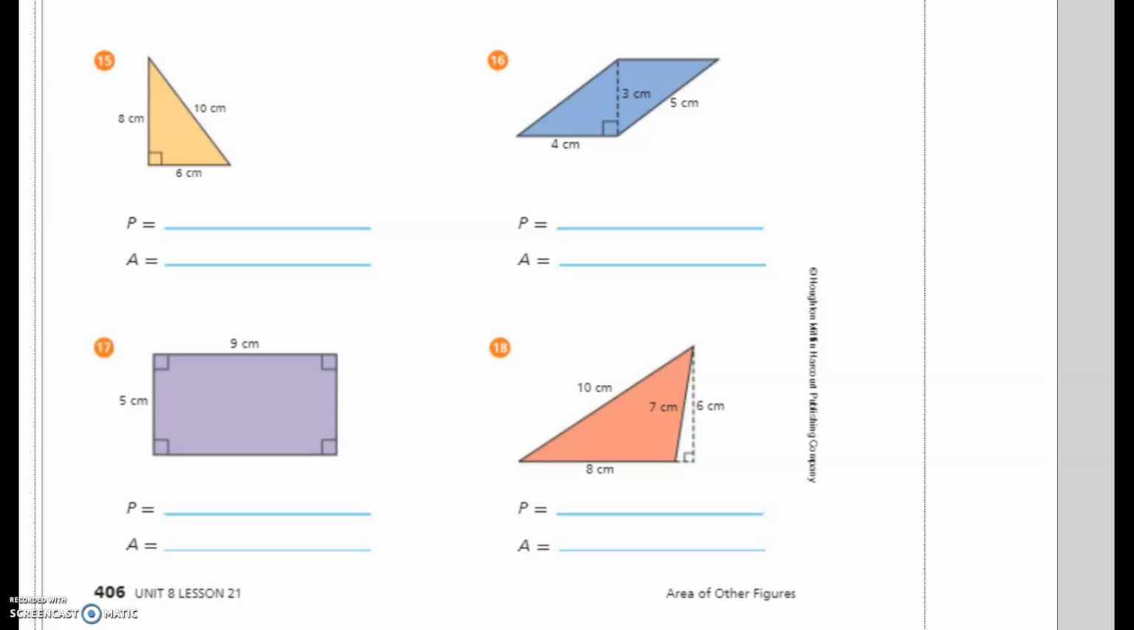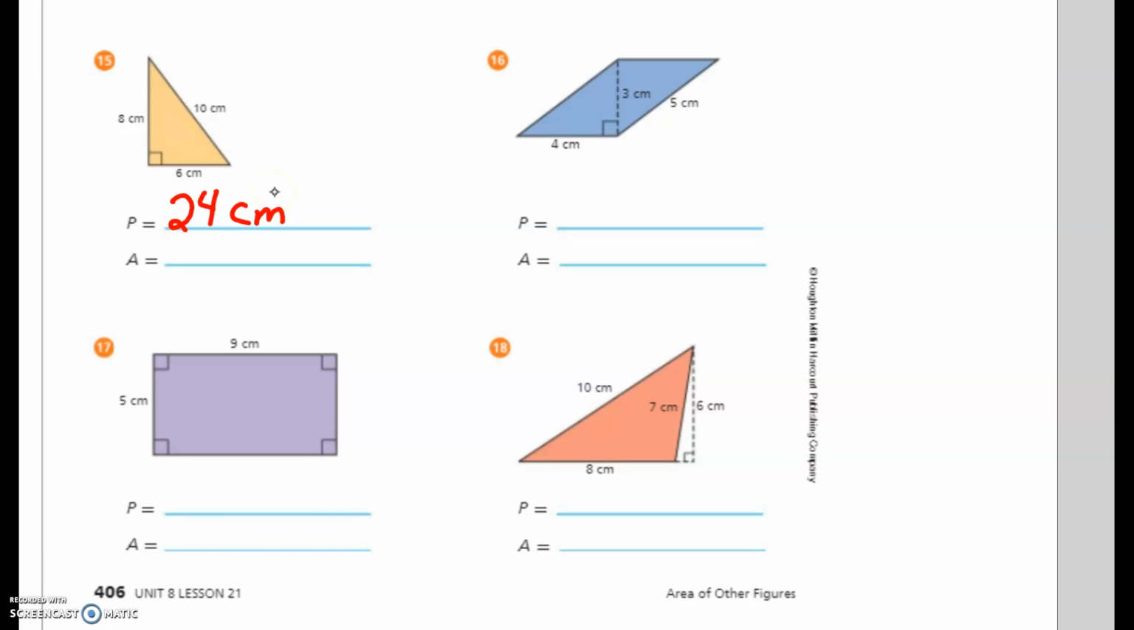We're starting off on the bottom of the page. We kind of did some of the problems on the top of the page last time. Today we're going to start on number 15, and we're going to do the perimeter and the area. So you remember that the perimeter is the distance around. So add up all the sides and write down your answer. If you wrote down 24 centimeters, you are correct.